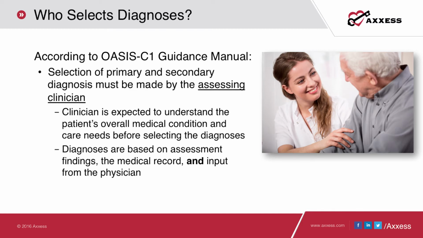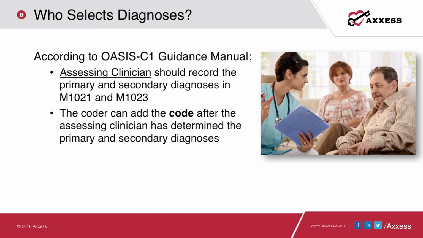Now, those diagnoses, of course, are based on the assessment findings as well as the medical record and input from the physician. Also, according to the OASIS C1 Guidance Manual, the assessing clinician should then record the primary and secondary diagnoses in the OASIS items M1021 and M1023, respectively. The coder then can come in and add the actual ICD-10 code, but it's the assessing clinician's responsibility to determine that primary and secondary diagnosis and the sequencing.